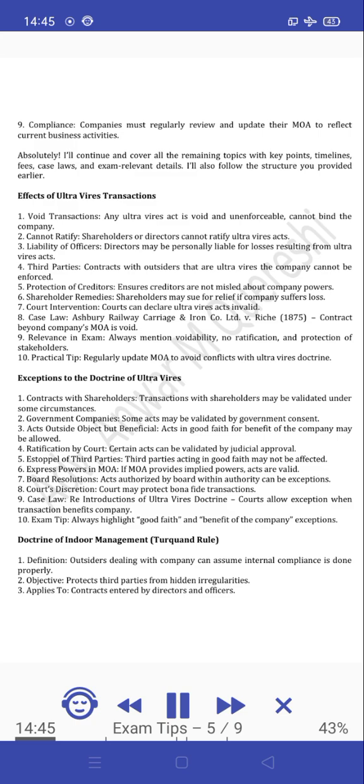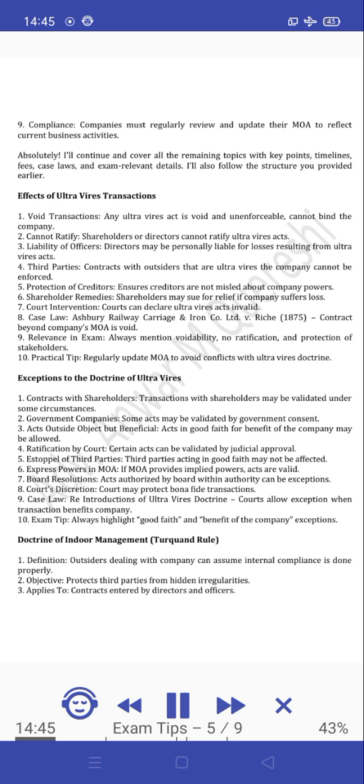6. Express powers in MOA. If MOA provides implied powers, acts are valid. 7. Board resolutions. Acts authorized by board within authority can be exceptions. 8. Court's discretion. Court may protect bona fide transactions. 9. Case law. Reintroductions of ultra vires doctrine. Courts allow exception when transaction benefits company. 10. Exam tip. Always highlight good faith and benefit of the company exceptions.